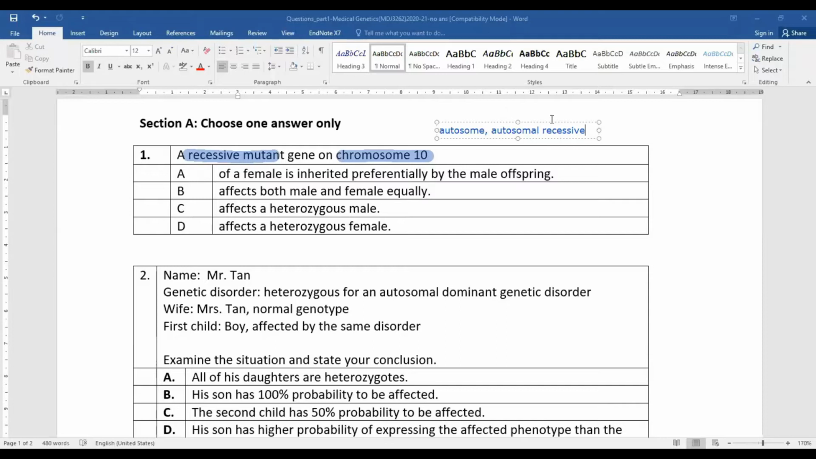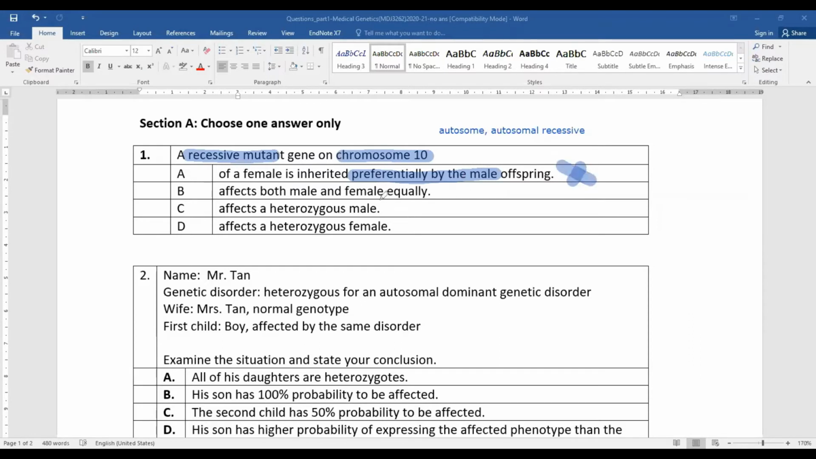So now autosomal recessive. Option A, this mutant gene on chromosome 10 of a female is inherited preferentially by the male offspring. See, it says preferentially. Whenever you see the word autosomal, autosome is nothing to do with gender, so nothing to do with male or female. So this one is wrong.